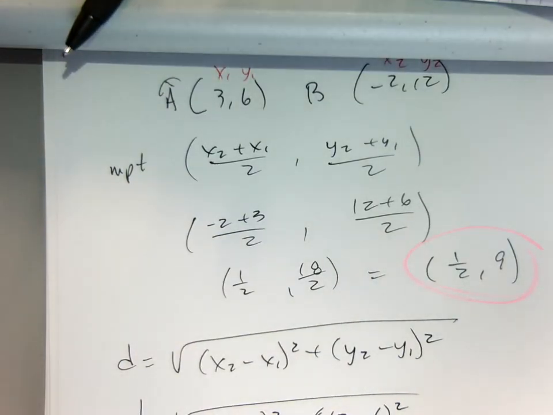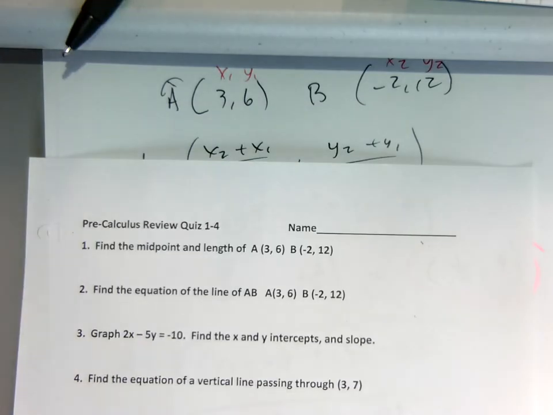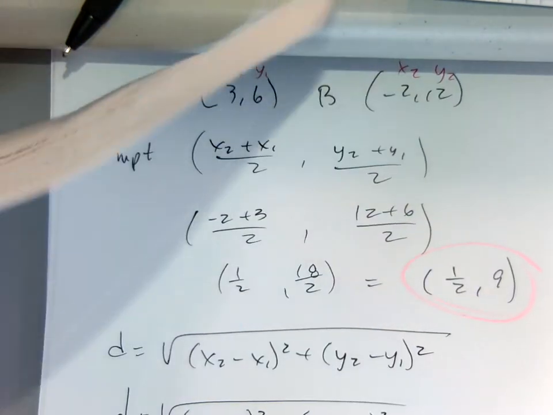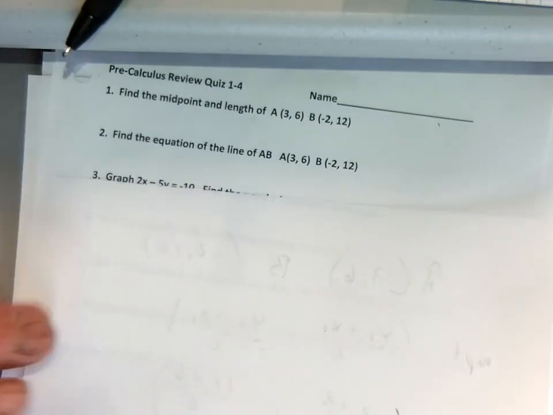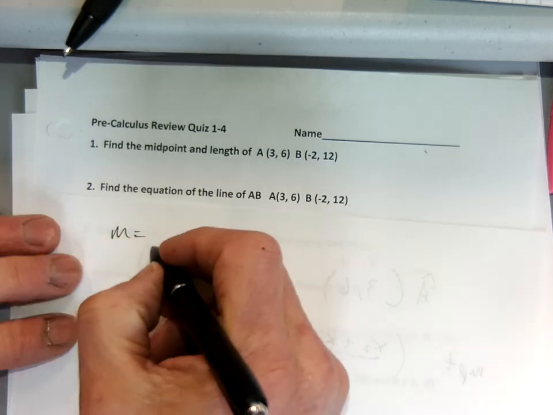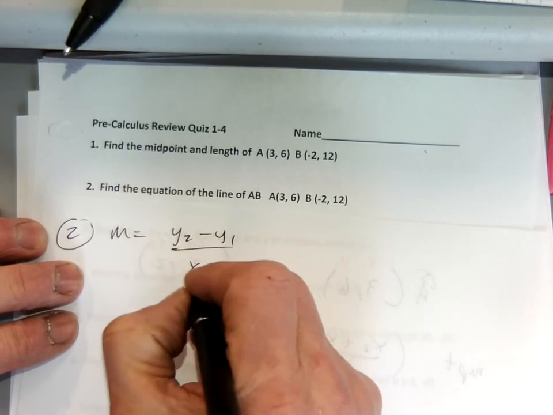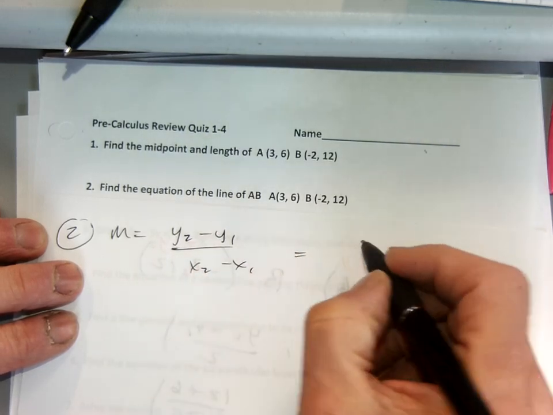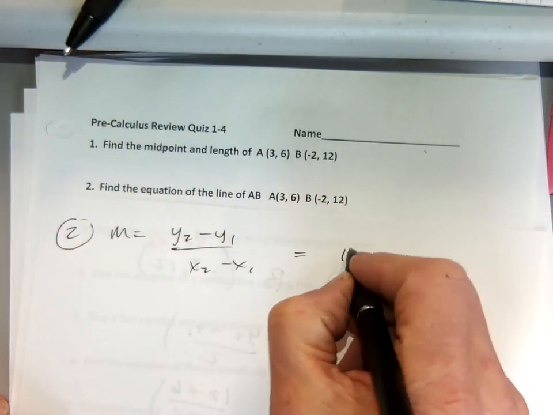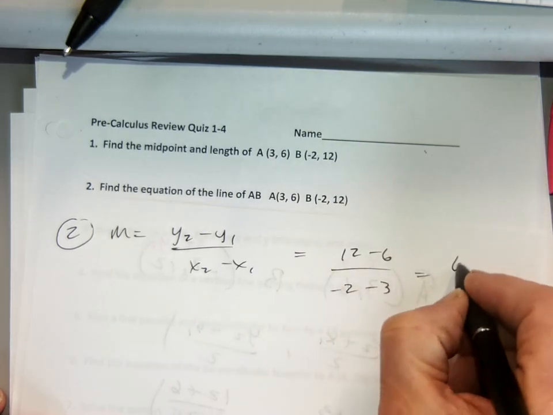moving on. Number two says find the equation of the line AB. All right, again, graphically, or I can just do it by using my formulas. So I would start off with the slope. Slope is y2 minus y1 over x2 minus x1. So in this case, I'm going to have 12 minus 6 over negative 2 minus 3. So a slope of 6 over negative 5.